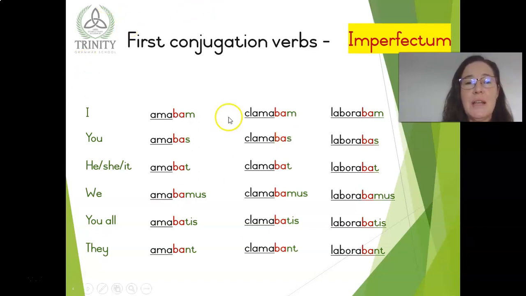So let's do it together. Let's do I was loving, I was shouting, and I was working. Let's conjugate these together, in the past, in the imperfect tense. So amabam, amabas, amabat, amabamus, amabatis, amabant. It's a bit of a tongue twister. Clamabam, clamabas, clamabat, clamabamus, clamabatis, clamabant. But you can only get it right by practicing it. Laborabam, laborabas, laborabat, laborabamus, laborabatis, laborabant. And just try saying that now. It's like amo, amas, amat, but now for the imperfect, the imperfectum, you need to add the ba.